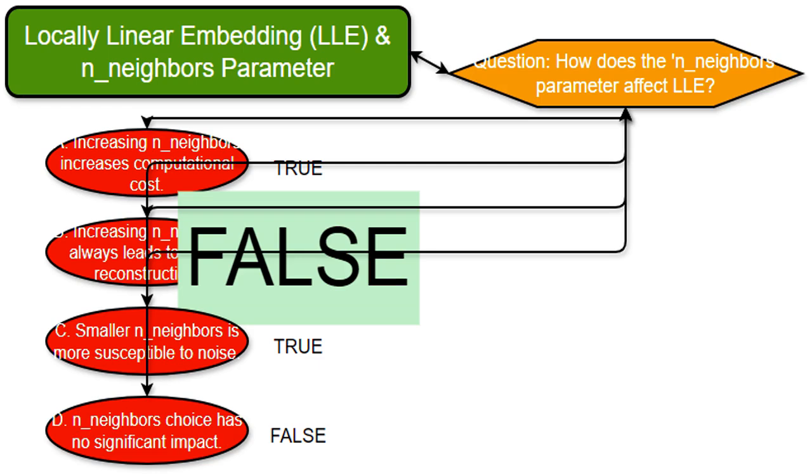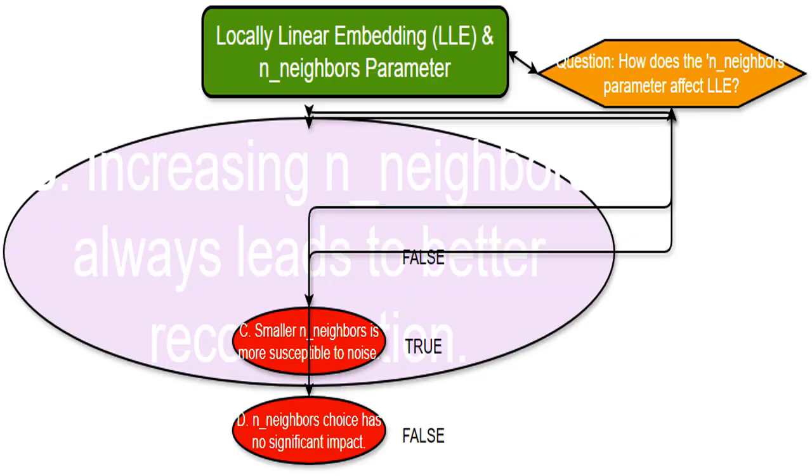Think of it like this. A small group of friends can be easily swayed by one loud person, but a large group is more stable. This statement is false. While more neighbors might sometimes help, it's not a guarantee. Too many neighbors might capture the big picture instead of focusing on the important local details. Imagine trying to understand a small local community by looking at the whole country. You'd miss the nuance, right?